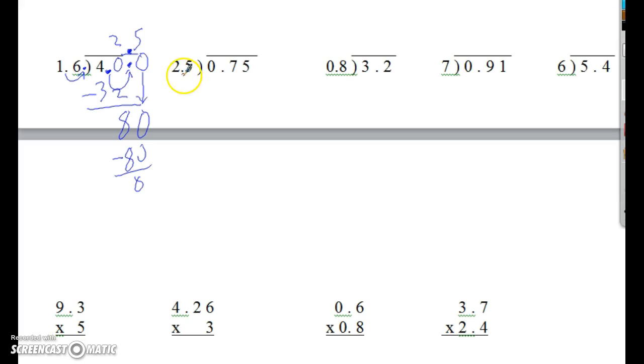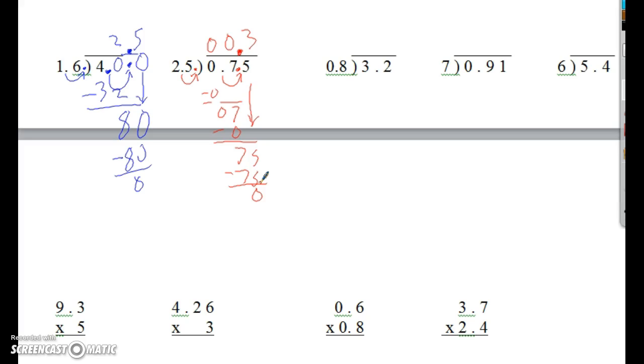Let's try another one, same thing. I'm not allowed to have decimals over here, so I need to move it over one spot. So that really made that 25. Let's move this one spot. So this is really 7.5. 25's in 0 is 0. 25's in 7 is also 0. 25's in 75 is 3. So my answer is 0.3.